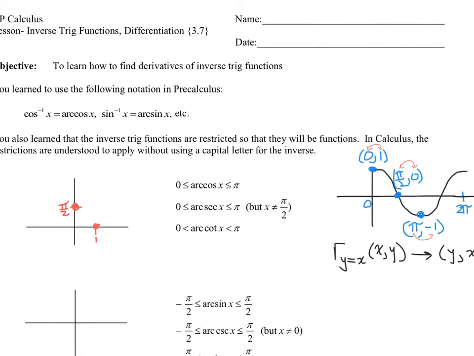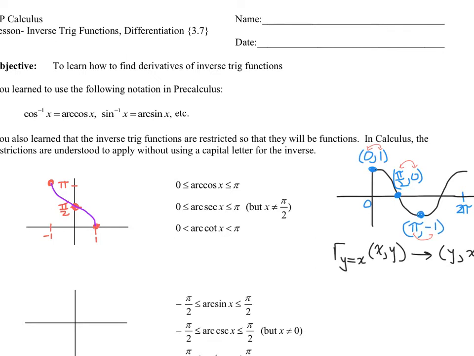So we have a little bit of a scale here. Here's negative 1. Pi would be somewhere up here. So we're talking about a point like this. That would be a graph consistent with the arc cosine function.